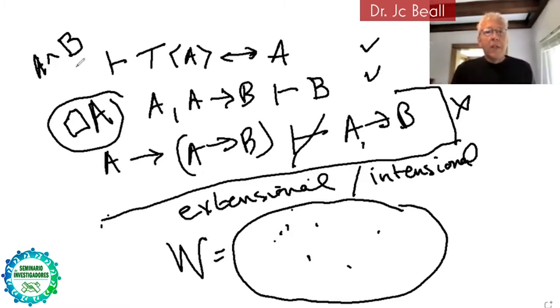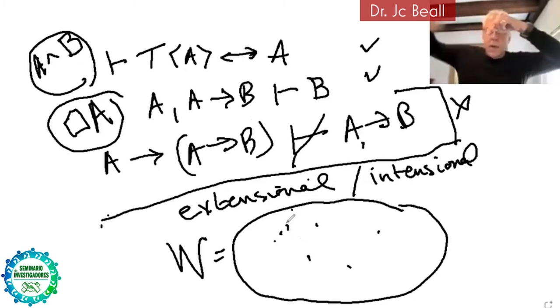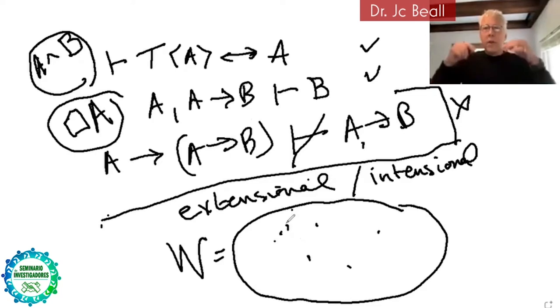Okay, so keep these two in mind when you think of the difference between extensional and intensional connectives. Extensional connectives like conjunction, their truth conditions are tied to the single world. You never have to look beyond. Intensional, you have to look beyond where you're evaluating, okay? All right.